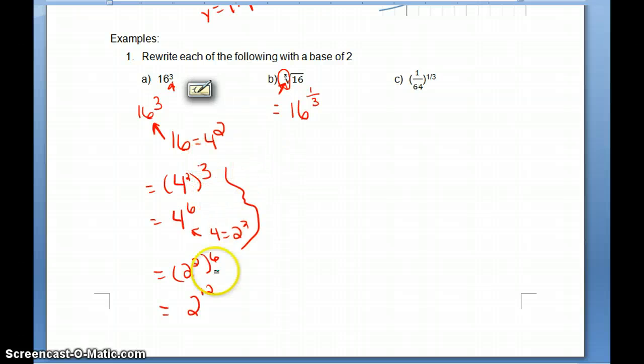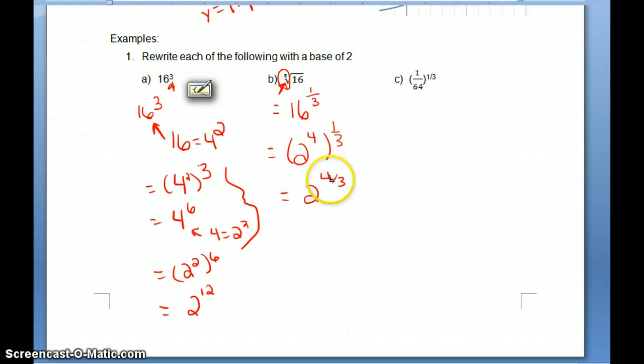And then from here, we're going to go through that same process, except this time we've already done that work. We already know what 16 is. So 16 is 2 to the power of 4, and that's all to the 1/3. Then using your exponent rules, you multiply, so you're at 2 to the power of 4 over 3.